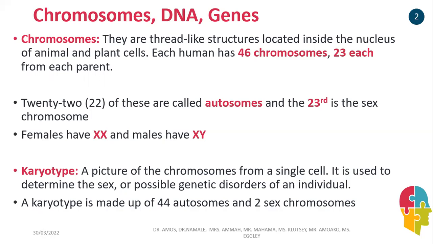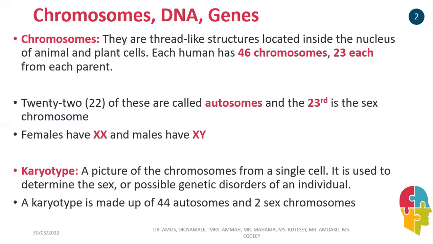Now, the chromosomes contain information that gives the genetic material that every individual or every species is made of. Human beings have 46 chromosomes, which is made up of what? 23 pairs, one from the mother and one from the father. The first 22 of these are called autosomes, and the 23rd is called the sex chromosomes. Females have XX and males have XY. I think we talked about that when we were doing conception and prenatal development.